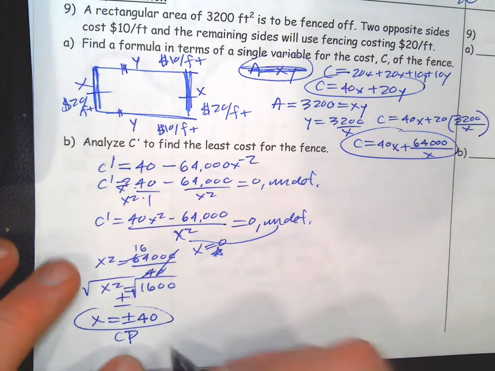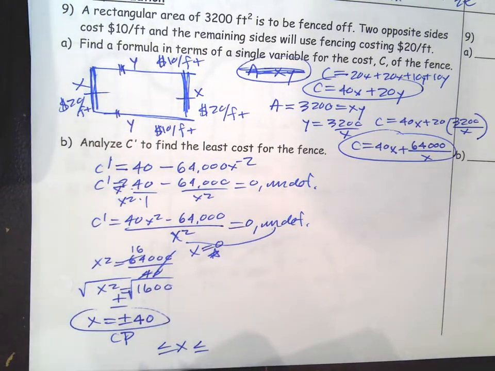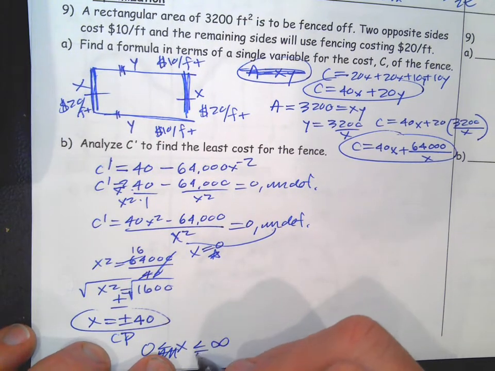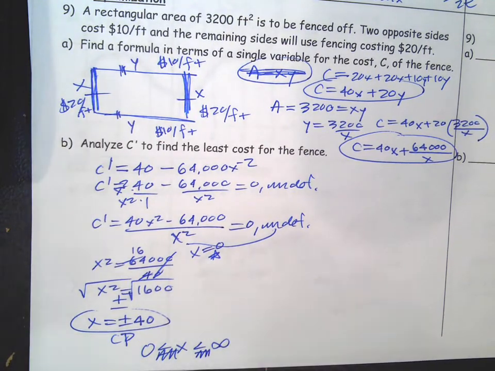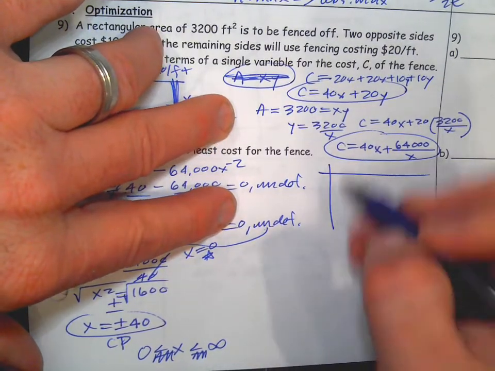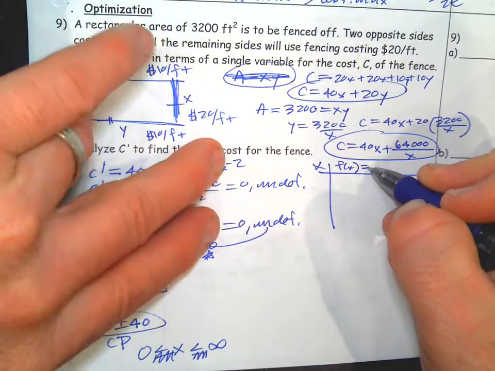Now we need endpoints. Could x be 0? No, we don't have endpoints there, because if x goes to 0, you don't have 3,200 square feet anymore. And then x goes to infinity. As y gets really tiny, x gets really big to make up for it, to keep the constant area. So we can't use the extreme value theorem. We can analyze it with a table, but it's still hard to back it up.